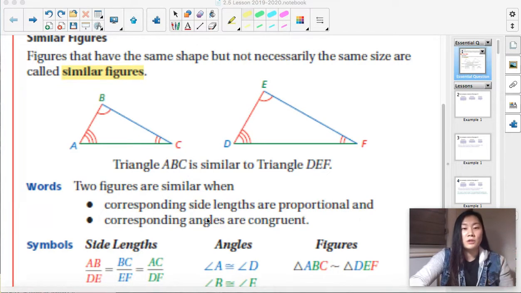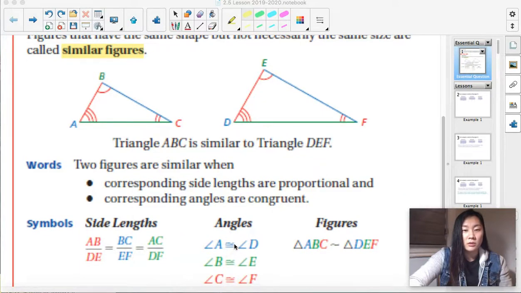The second bullet, corresponding angles are congruent. All of your angles, so for example, angle B is corresponding to angle E. So are they congruent? And corresponding angles C and F, and then A and D, are they all congruent? And these arcs, you see how there is a single arc, and then there's double, and then there's triple. Those represent the corresponding angles. And one more thing to point out from this slide is that the congruent symbol looks like that with the wave and the equal sign. And then the similar symbol is just the wave without the equal sign.